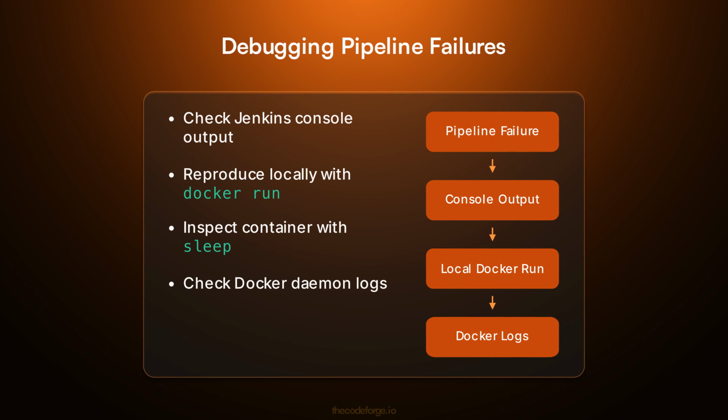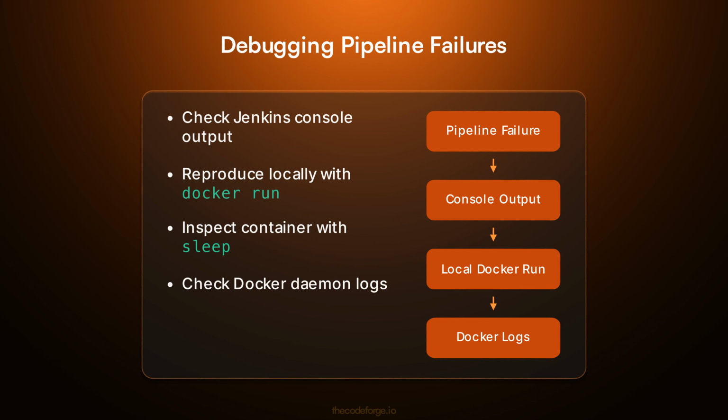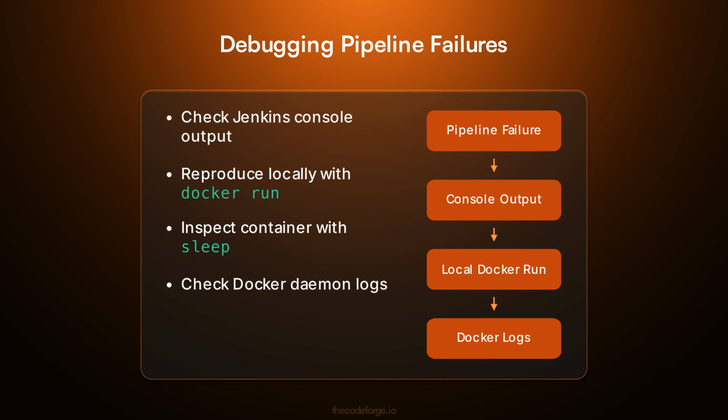When a Docker pipeline fails, check the console output for Docker error messages, reproduce the issue locally with docker run, inspect the container by adding sh 'sleep 3600', and check Docker daemon logs.